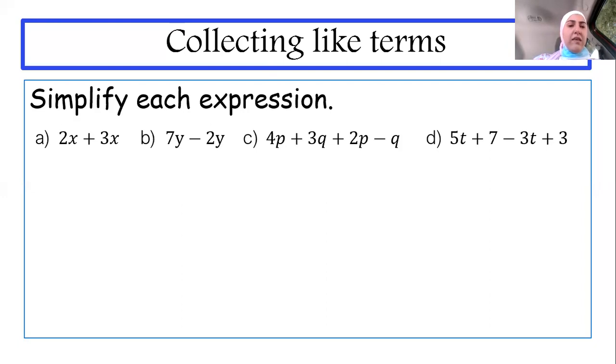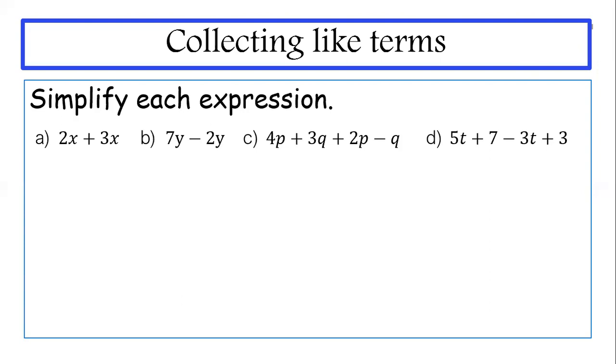Okay, now move to C. 4p plus 3q plus 2p minus q. We did this last time. The last one, we did it last time too. D, the last one: 5t plus 7 minus 3t plus 3. Yes, we did it. I'm just revising the examples we gave last time. The answer is 2t plus 10. Excellent job.